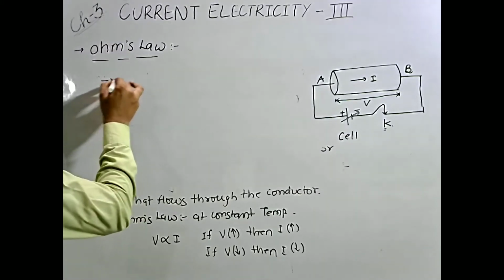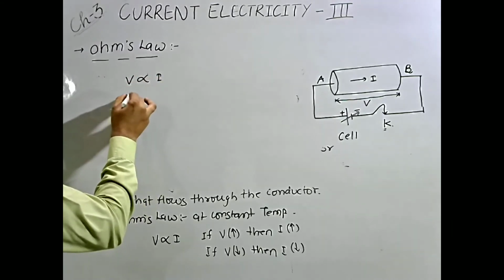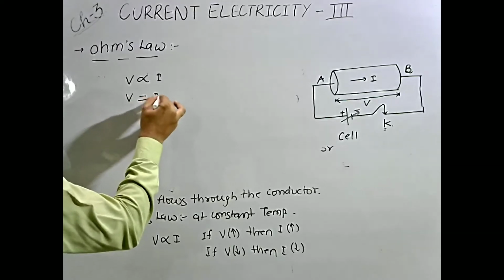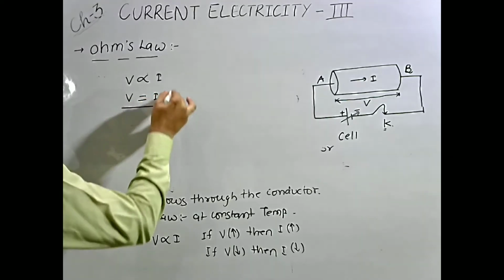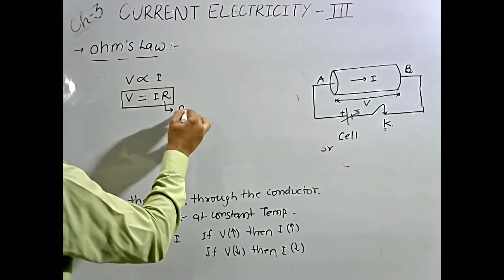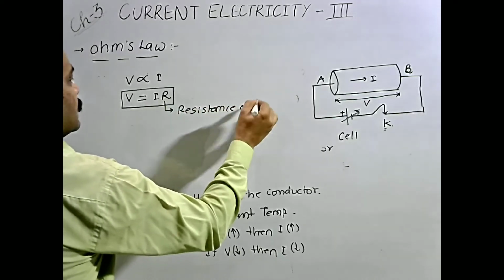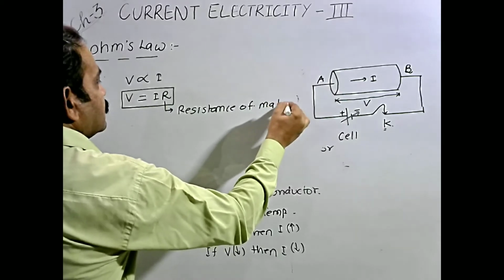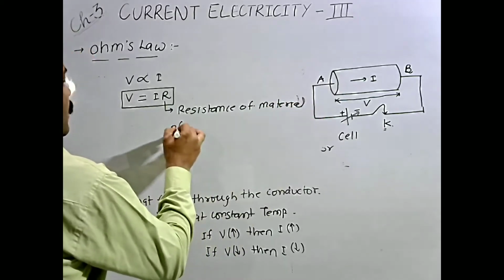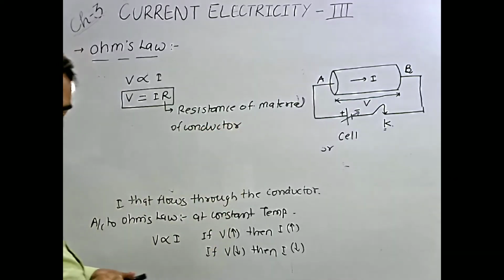So according to this, V is proportional to I. When the proportionality sign is removed, one constant is multiplied, and this constant is known as the resistance of the material of the conductor. Clear? R is a constant and it is called the resistance of the material of the conductor.